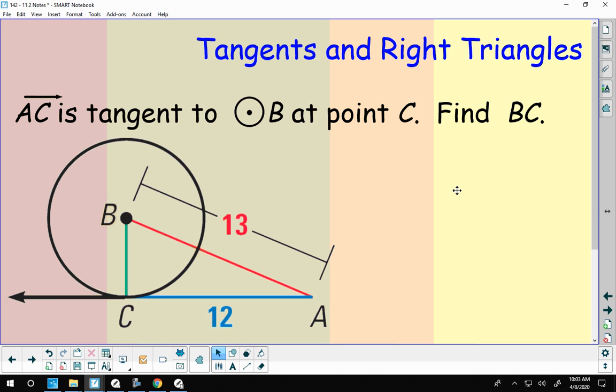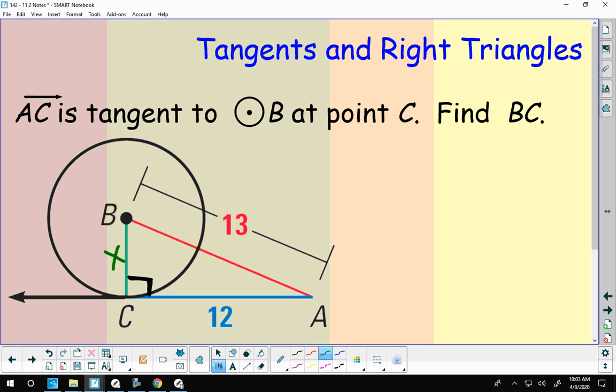Tangents and right triangles. So here, AC is tangent to circle B at point C. So since it's tangent at point C, we know that the radius and the tangent line make a 90-degree angle. Therefore, we have this right triangle here. We want to find BC, so I'm just going to call this X.